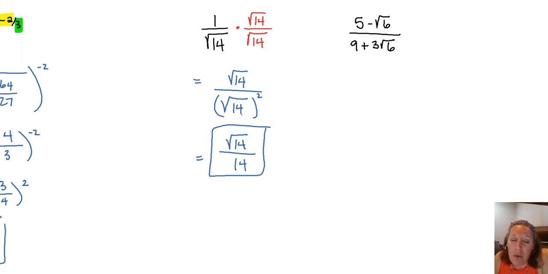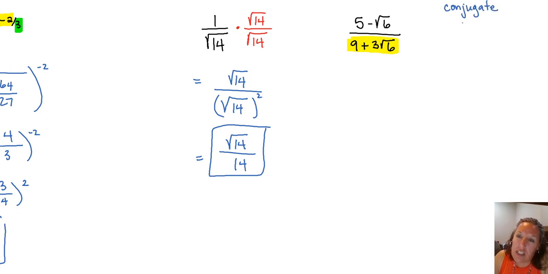Right? That's how we approach it if we have just one term in the denominator. If we have two terms in the denominator, like we do in this next example where we have 5 minus the square root of 6 over 9 plus 3 square roots of 6, we can't just multiply it by that square root of 6 because we'd have to distribute it to the 9 and we would end up still having a square root of 6 in the denominator. We don't want that, so what we're going to do is multiply by something called the conjugate.